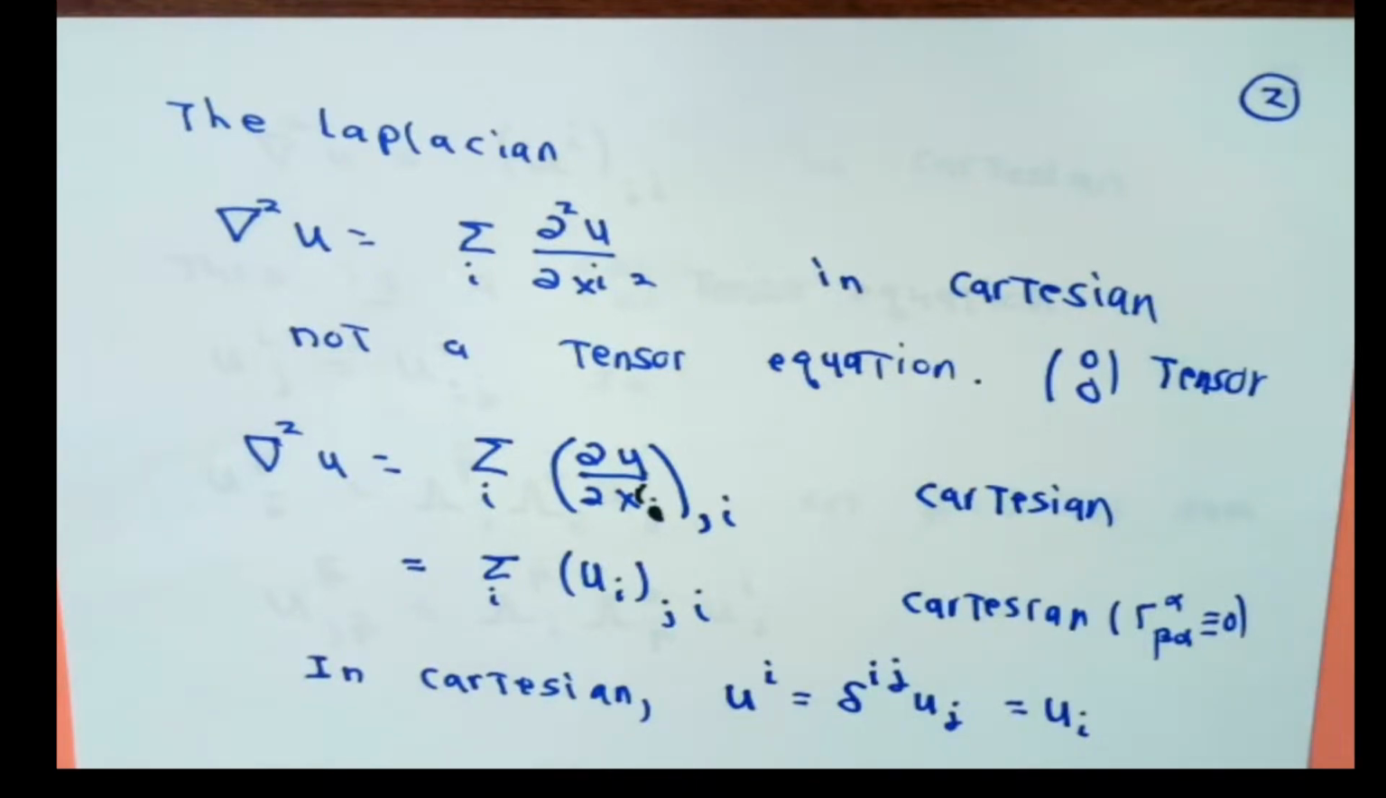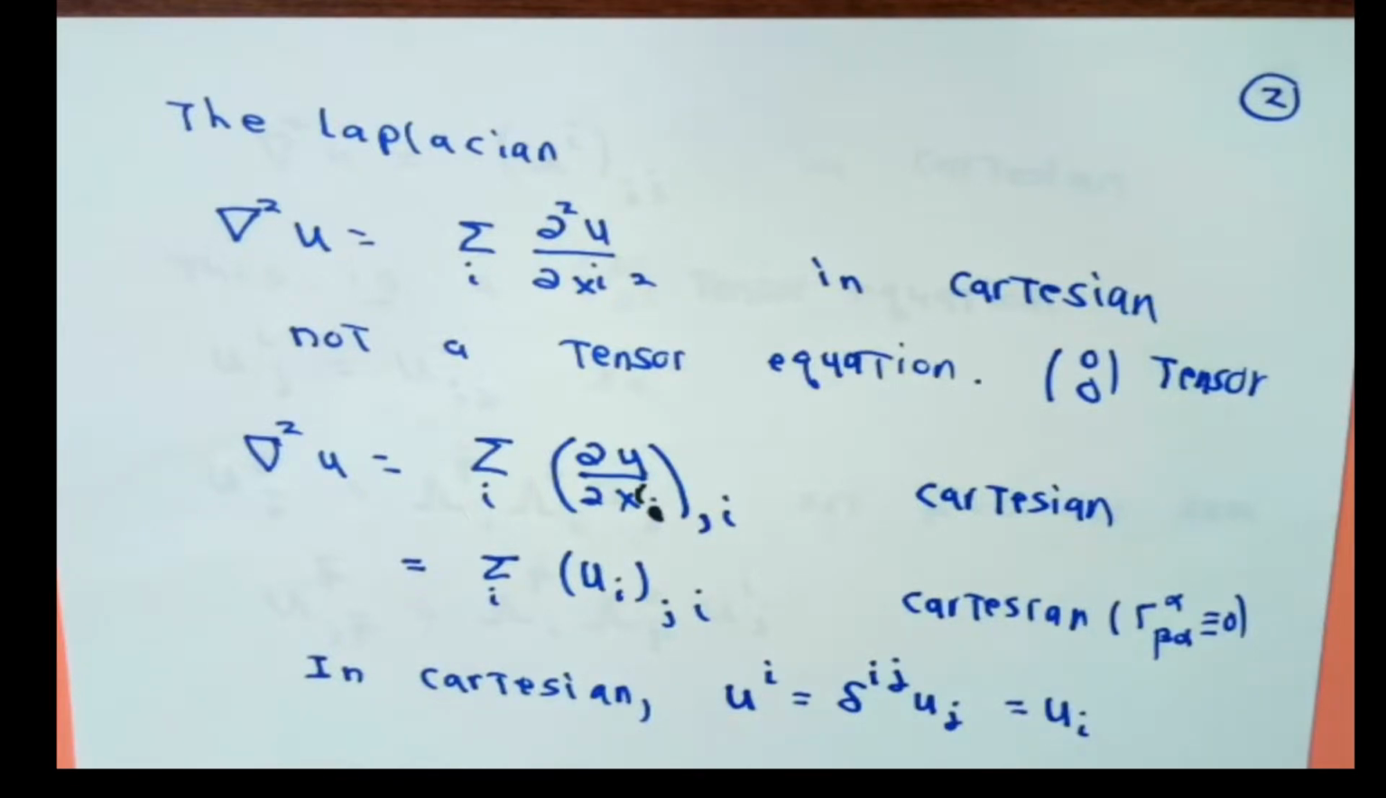In Cartesian coordinates, all of the Christoffel symbols are zero. So when I do a partial derivative with respect to x^i, that's the same thing as doing the covariant derivative with respect to x^i. So this is a little better. The covariant derivative of the one form is a 0,2 tensor, but I would still like to write this in some sort of format that is more amenable to the kind of relativity notation that we use.